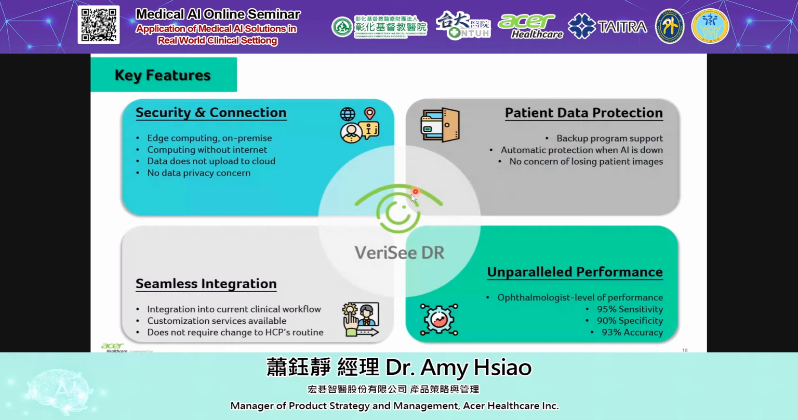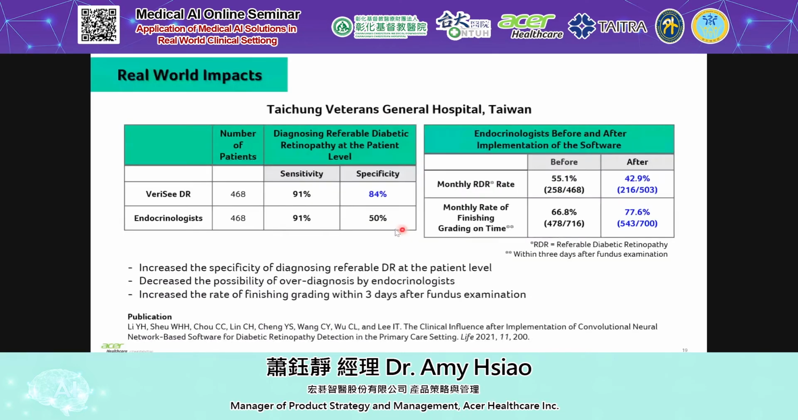And I understand Dr. Tu showed you the real impacts of VeriSee DR in Changhua Christian Hospital. So here I will just quickly go over a study we did at Taichung Veterans General Hospital. In this study, VeriSee DR was compared with endocrinologists, and we found that VeriSee DR's specificity of 84% is significantly higher than the 50% of endocrinologists. And we also found that VeriSee DR decreased the possibility of overdiagnosis by endocrinologists, and it increased the rate of grading the reports on time within 3 days after the fundus examination.